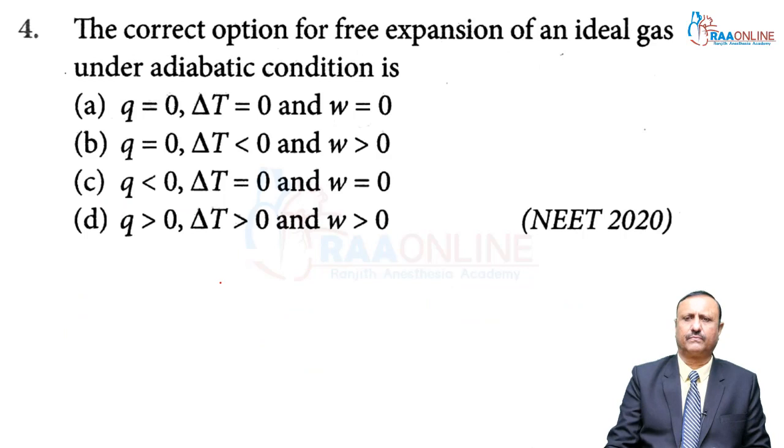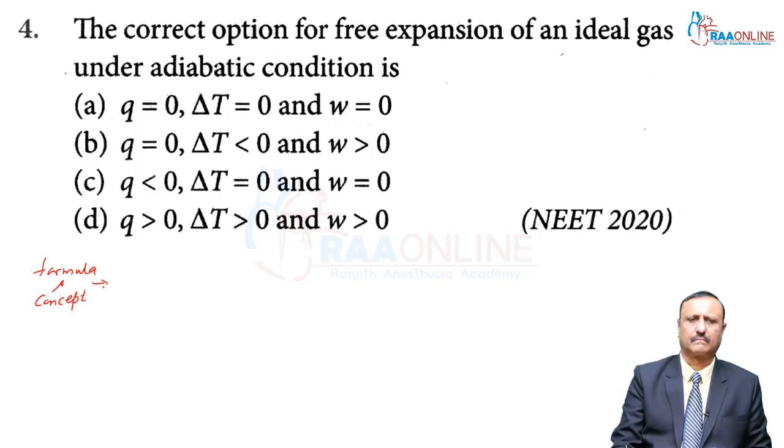Now, we can go to question number 4. My dear students, question number 4 was asked in NEET 2020. The correct option for free expansion of an ideal gas under adiabatic conditions, formula and concept. In this formula, my dear students, we can see here P external is equal to 0. Why? Because in the question, free expansion of an ideal gas is done. For free expansion of an ideal gas.